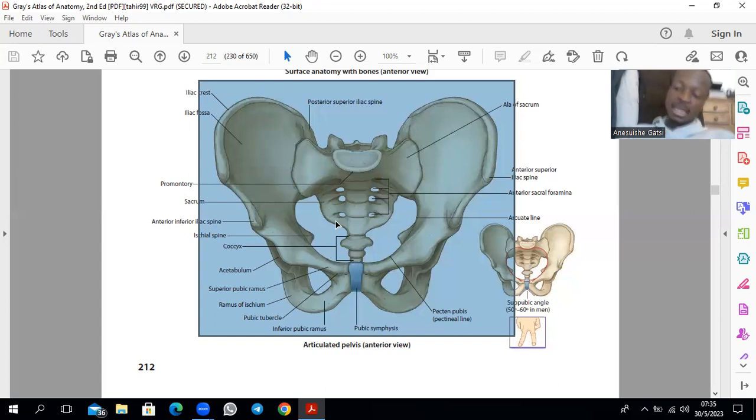Then rachitic pelvis is a pelvis that has assumed a bed shape as a result of acquiring rickets before, and there's bone softening, then the pelvis actually contracts inward.